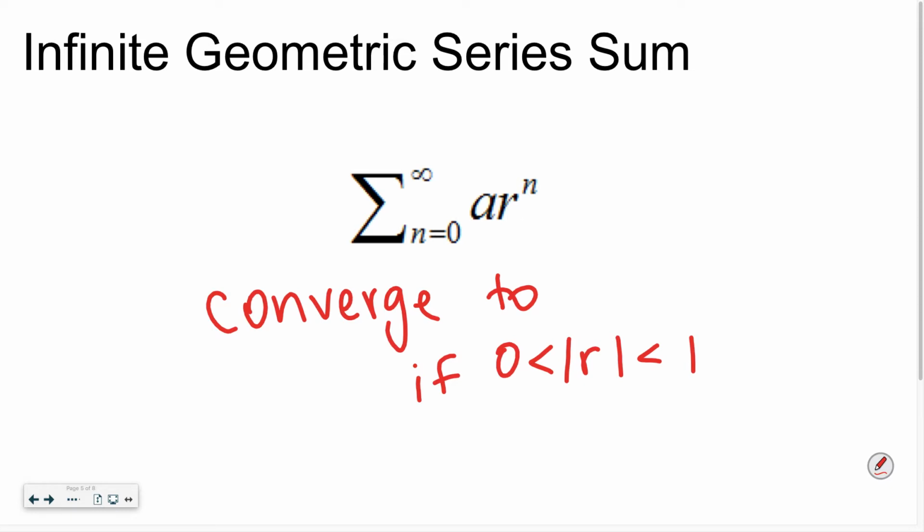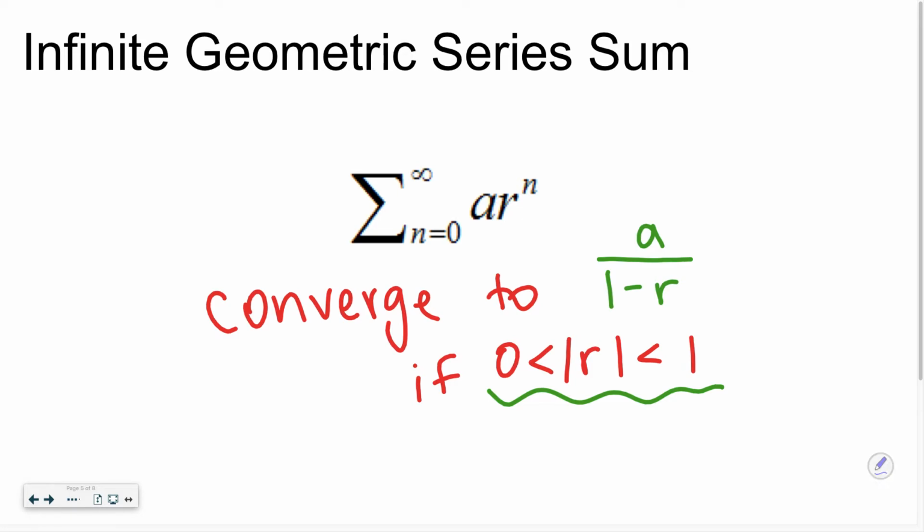Now, this is going to converge. So first of all, you say if it converges or not based on this right here. Additionally, we actually know what the sum is going to be. It's going to be a over 1 minus r. That's what the sum converges to.